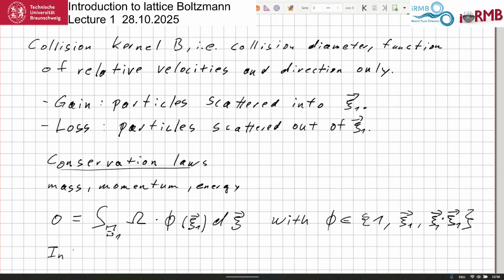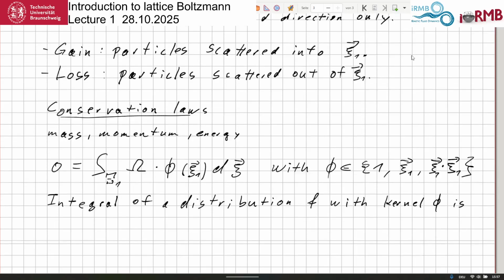Now the question: do you know what moments are? So we're coming into statistics here. The integral of a distribution f, any distribution, with a kernel phi is called a moment.